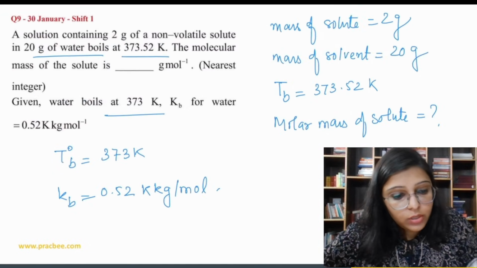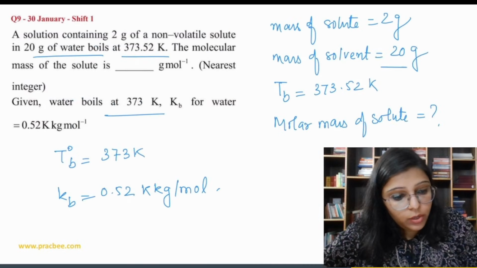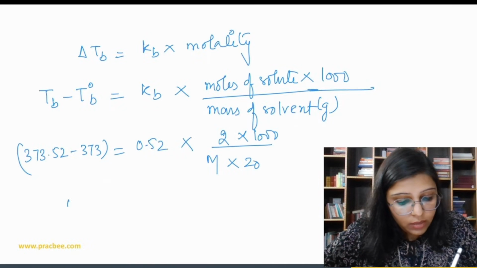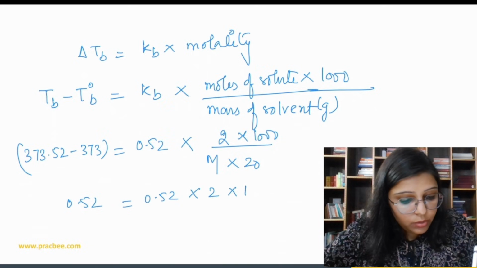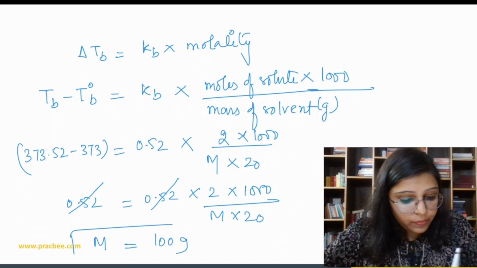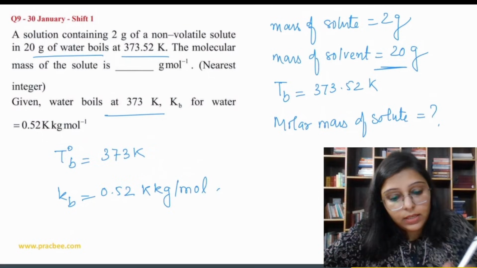Given mass of solute is 2 gram divided by molar mass of solute into mass of solvent 20 into 1000. So here we get 0.52 into 2 into 1000 upon molar mass into 20. On solving this, what do we get? We get molar mass equal to 100 gram. So answer is 100.